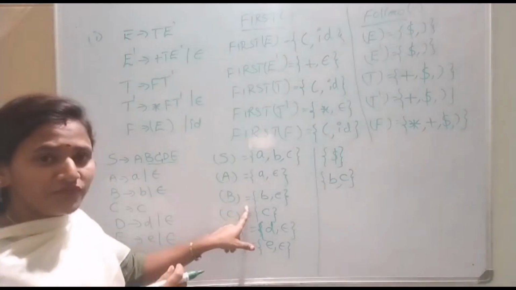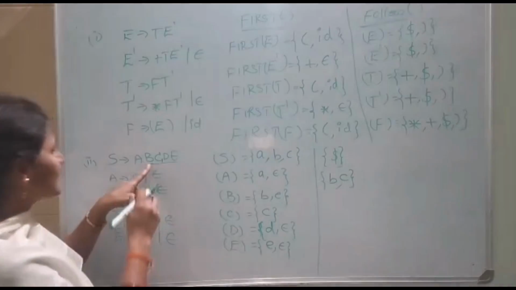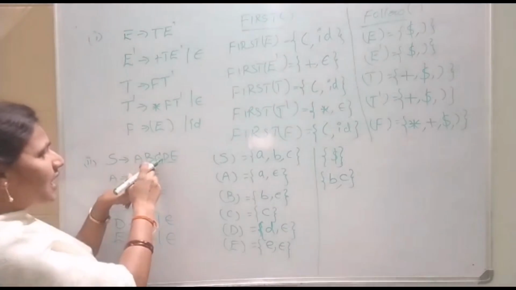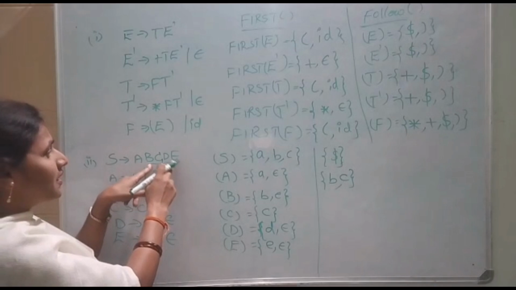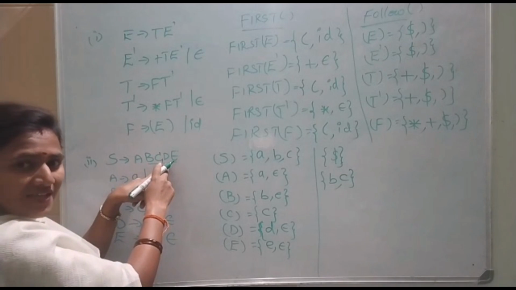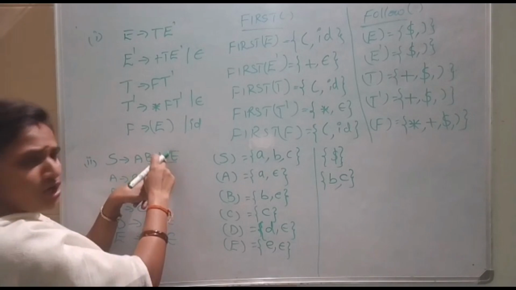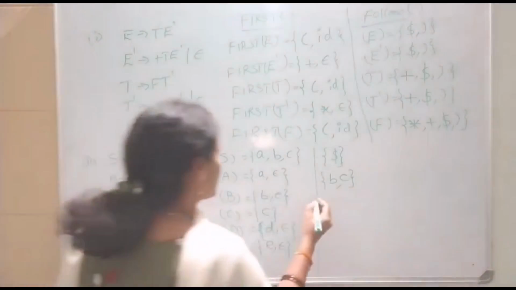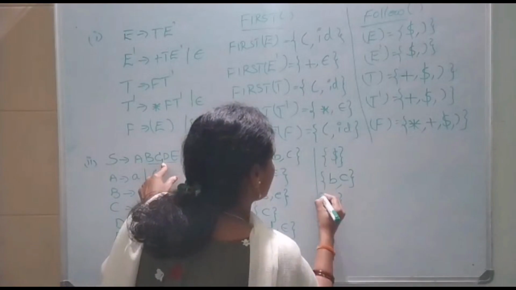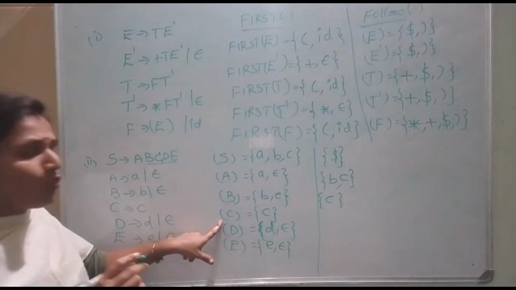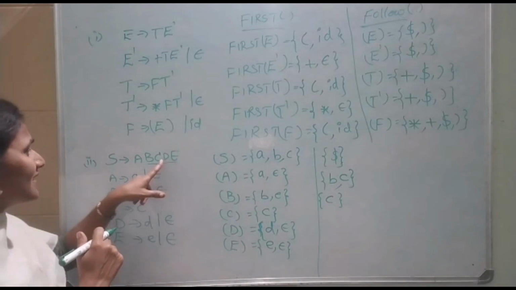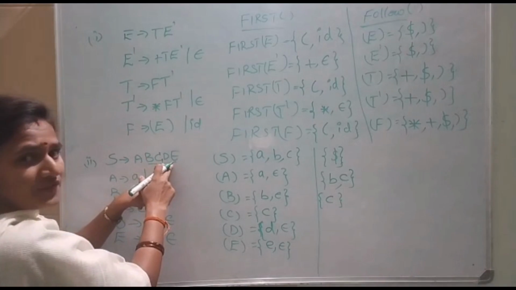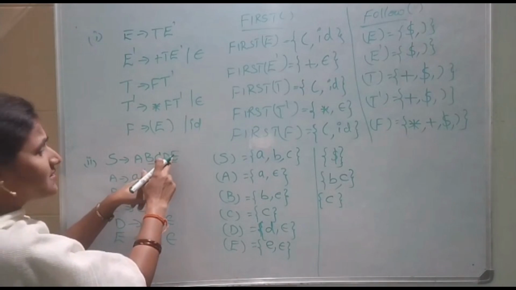Now, moving on to follow of B. Whether B is defined in the RHS of the productions? Yes. After B, what is the immediate grammar symbol? C. Whether C is a non-terminal or terminal? Non-terminal. You have to find out what is first of C here. First of C is small c itself. Now go for follow of C. Whether C is defined in the RHS? Yes. So after the grammar symbol C come D and E.